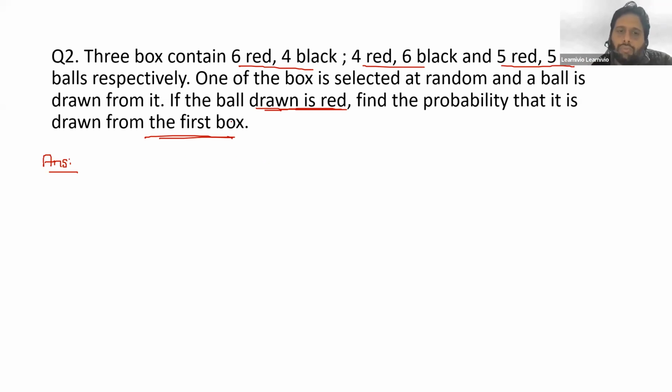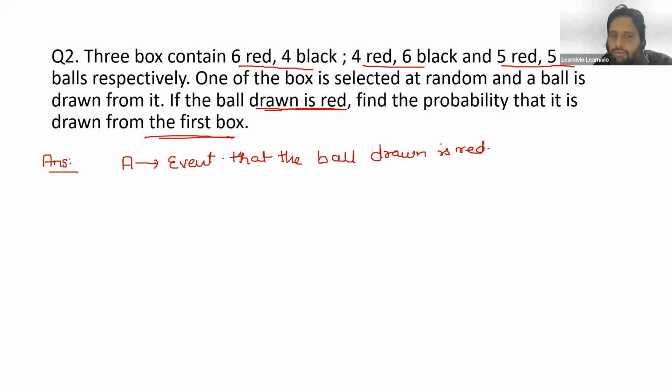Then how will you start? Whatever they give you, take that as A. So write: let A be the event that the ball drawn is red. How do you start questions of Bayes theorem? Whenever they give you some condition, take that as A. Whatever they ask you to find out, take that as E1, E2, that's your wish.